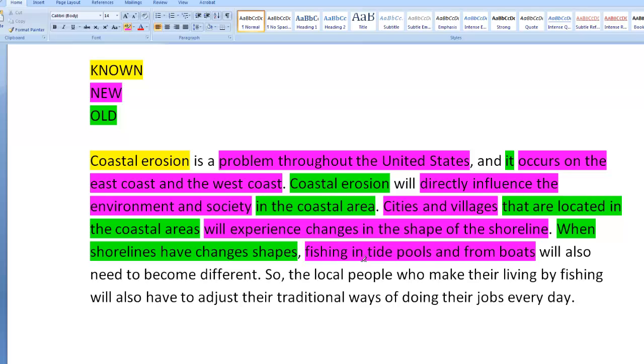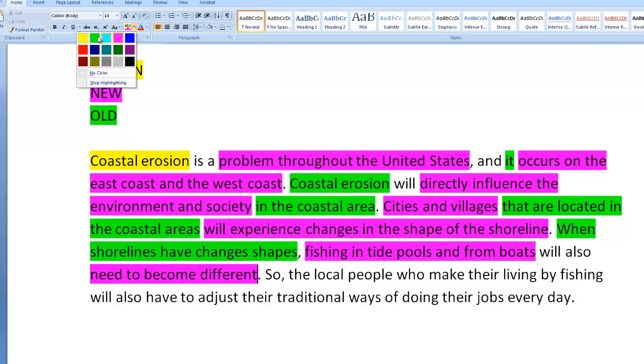Okay, and the fact that the fishing in tide pools and from boats will also need to become different. We have not mentioned that before. We have said there's going to be an influence. We haven't said what that is, and so I'm going to highlight that also as new information. Okay, so the local people, and again, this kind of comes back to coastal area relating to East Coast and West Coast, and local people relating to cities and villages. So you could argue that, well, they haven't specifically talked about people, but I'm going to say cities and villages, the local people that live there is a direct reference to the people of the cities and villages.